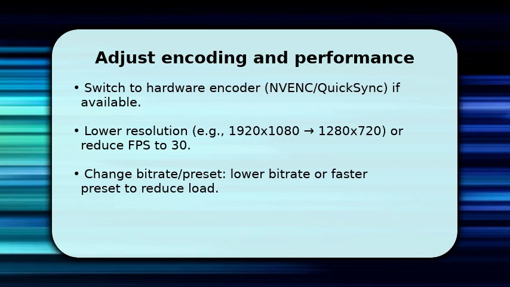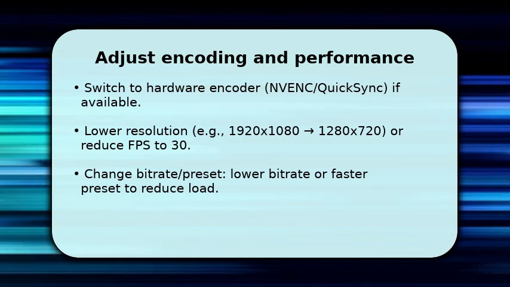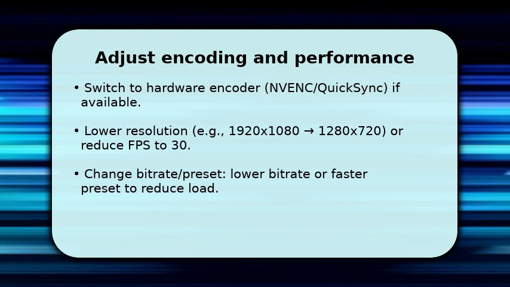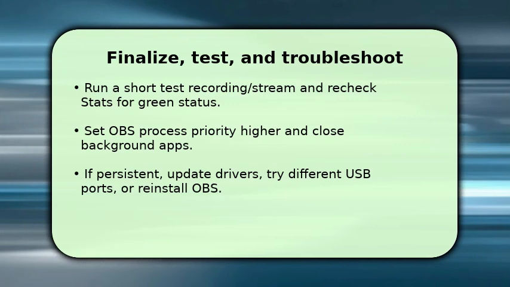Next, lower the bitrate or choose a faster encoding preset so the encoder uses fewer cycles. Once these are applied, monitor the stats window to confirm the yellow bar disappears and performance improves. Finish by running a short test recording or stream and recheck the stats. Aim for green indicators and no dropped frames.